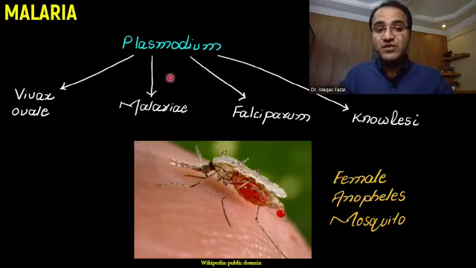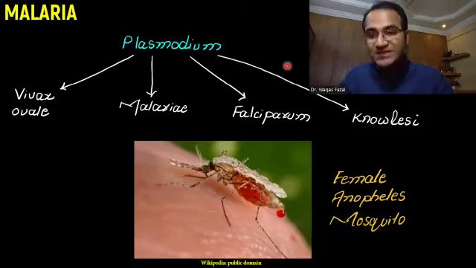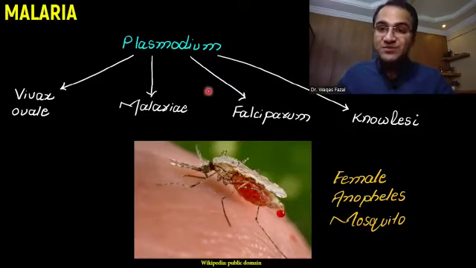Plasmodium has four different types. Plasmodium vivax and Plasmodium ovale are very common. Plasmodium malariae, Plasmodium falciparum, the very dangerous form of Plasmodium, and Plasmodium knowlesi. These are the different types of Plasmodium parasites.